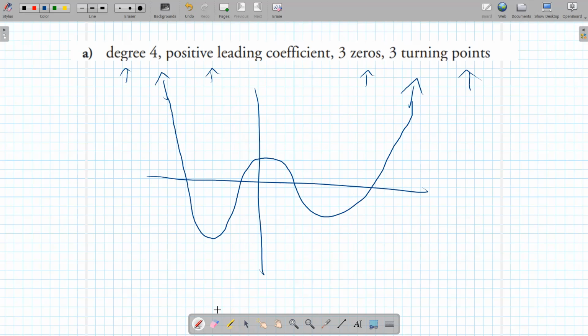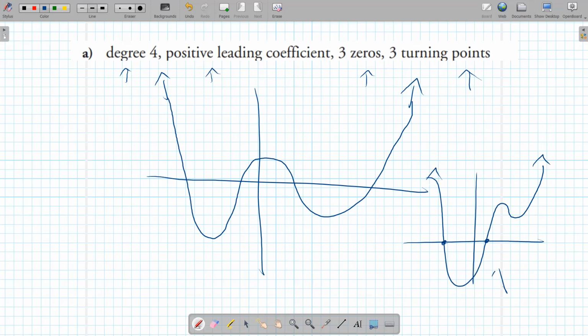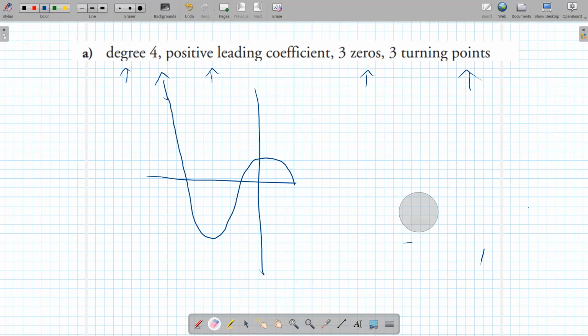Any ideas on how to fix this? We could do something like this, but then this one only has 2 zeros. So over here we've undershot it, over there we've overshot it. So how do you actually fix this? It's a little bit tricky. What you need to do is make a quadratic on the x-axis. Like right here, you need to make a turning point right there.